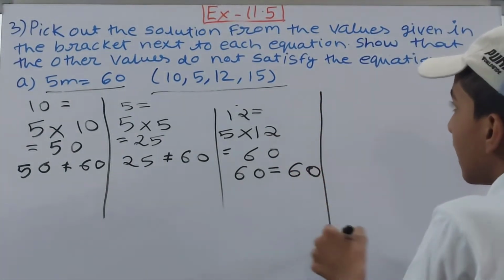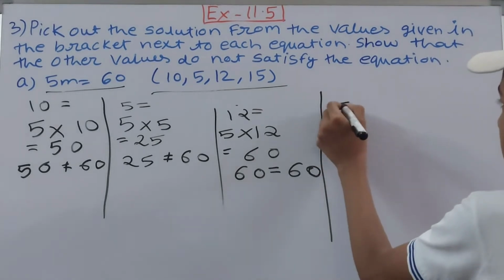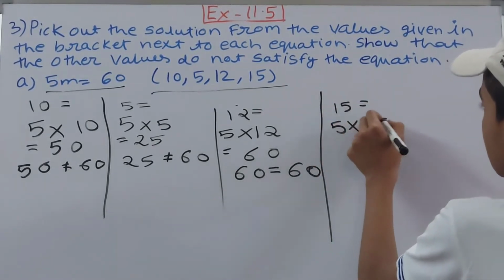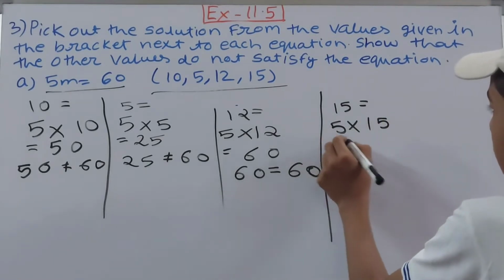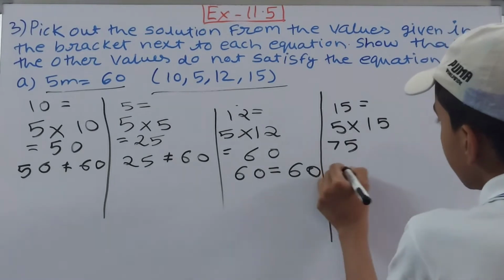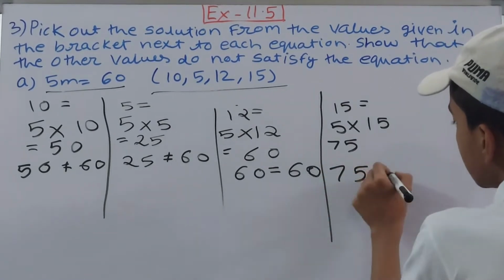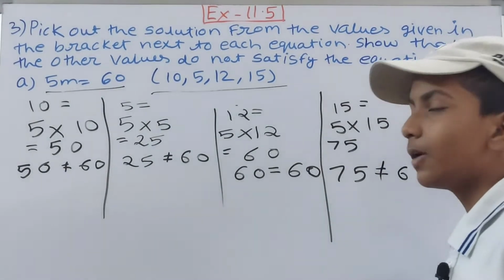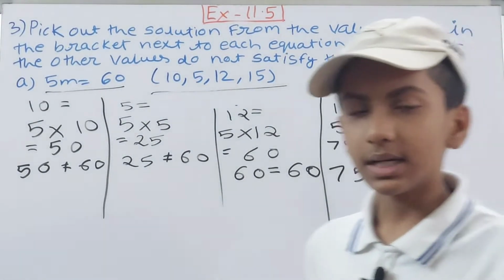And lastly we have 15, so let us do that as well. So 15 is going to be 5 into 15, right? And that is going to be 75, okay, and 75 in the LHS is not equal to 60, unequal. So that means this equation is not satisfied.